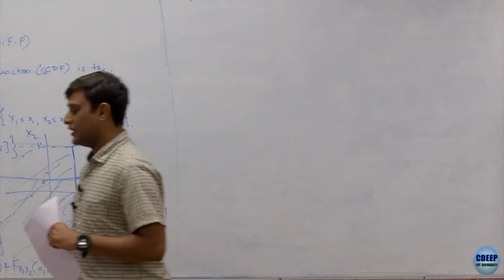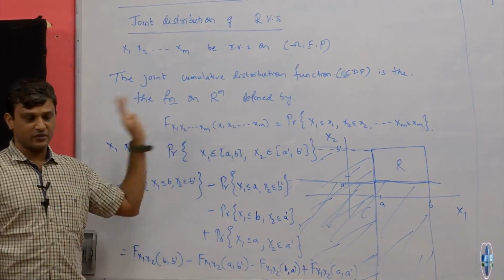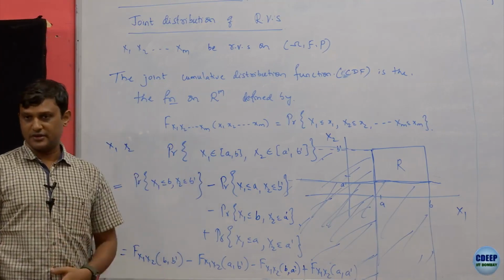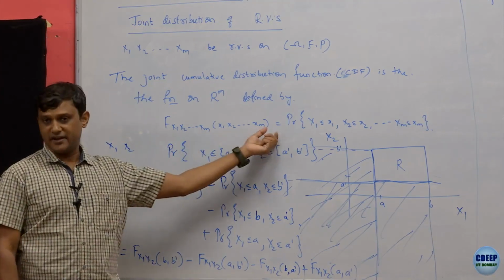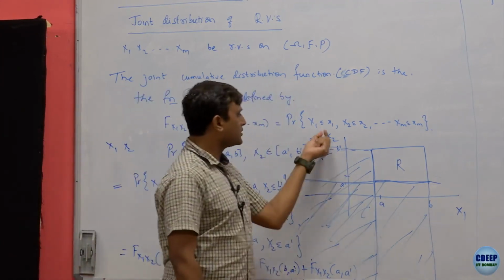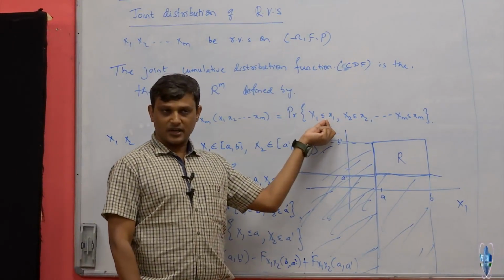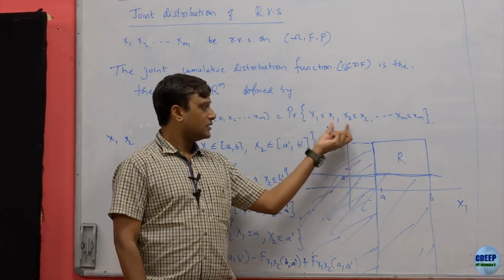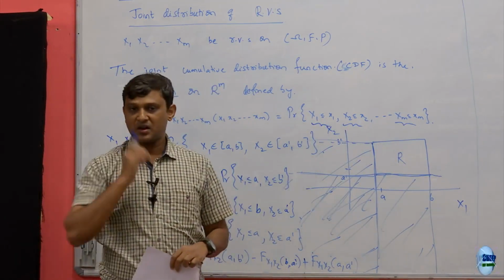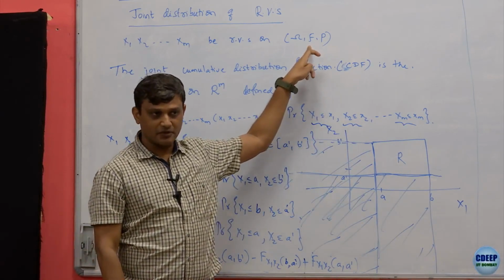So now in general, this is what we have defined here. For any random variables X1, X2, up to Xm given to you, I am going to define this joint CDF in terms of these probabilities. Notice that each of these, X1 being smaller than or equal to small x1, gives rise to an event which lies in my sigma algebra script F.